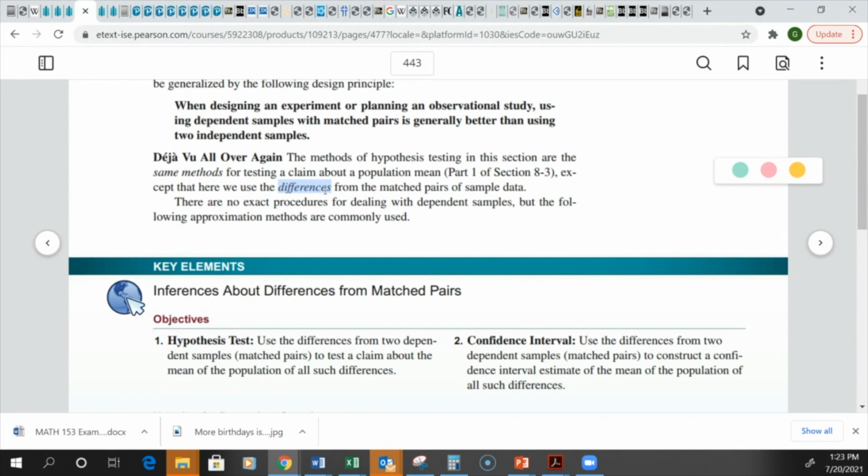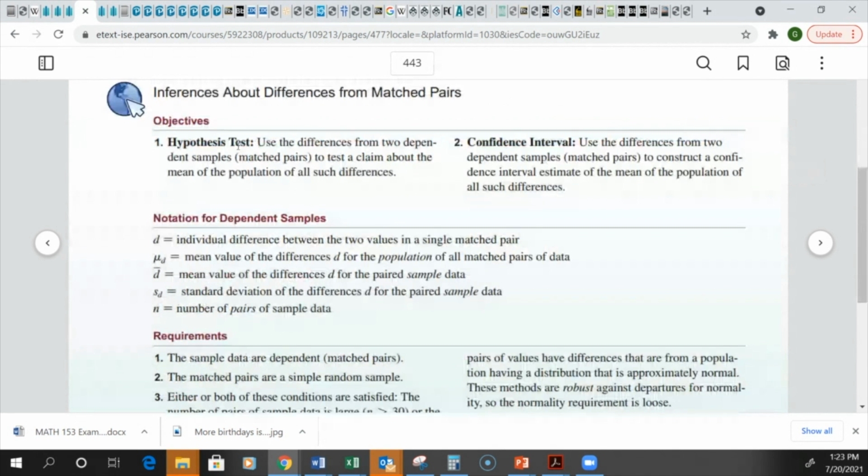So we're using these differences. For a hypothesis test, we're going to use the differences to test a claim. For a confidence interval, we are going to make an interval estimate of the average of the differences.